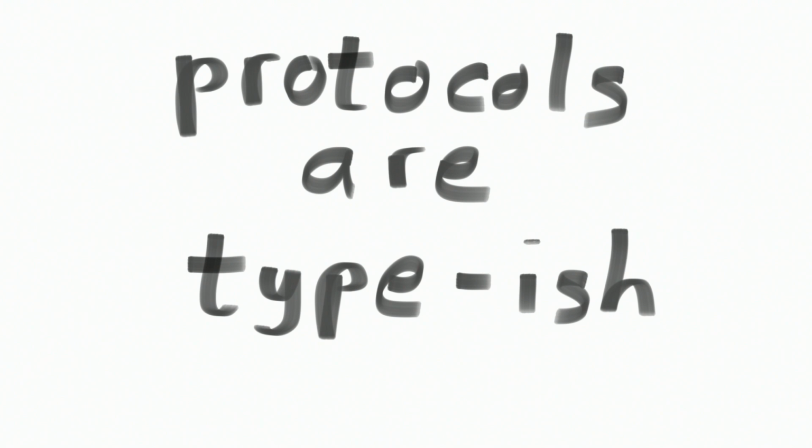Particularly if they have associated values, protocols are type-ish. They describe types. You can sometimes think of them as "is" types, like an array is a collection, but it's not quite right. What a protocol really does is describe the aspects of the type. And they're not really types themselves.